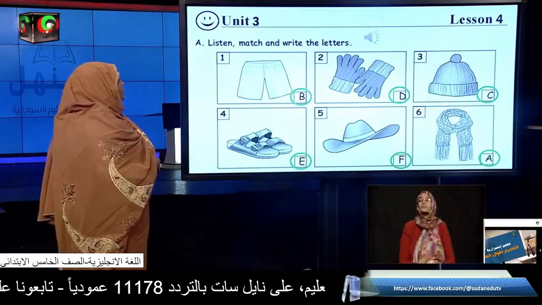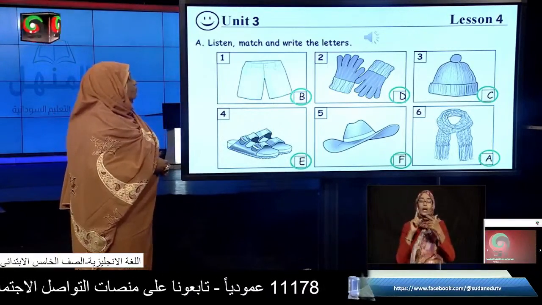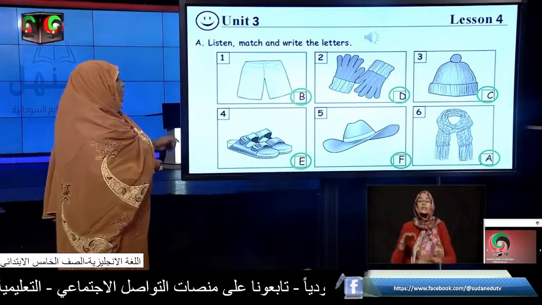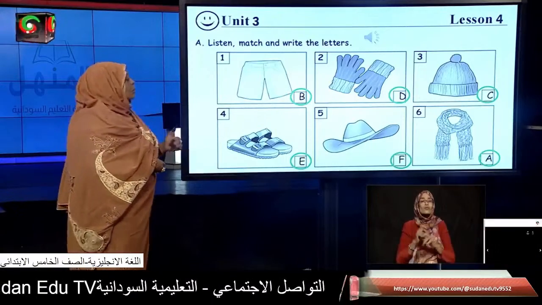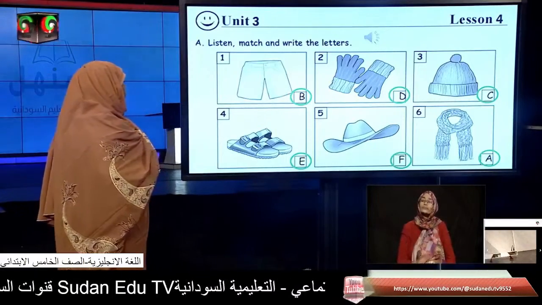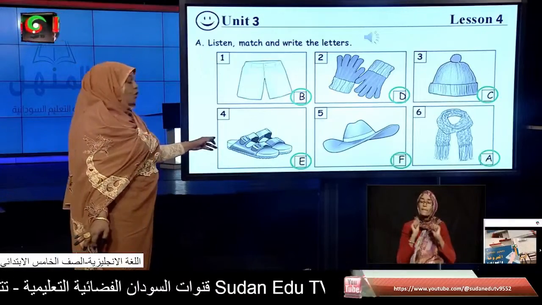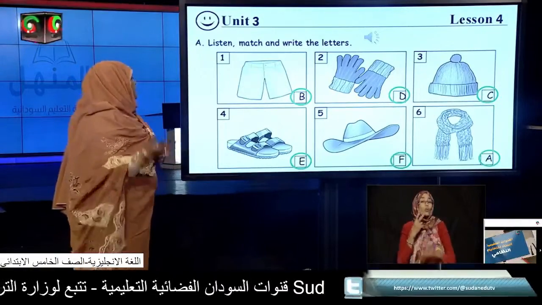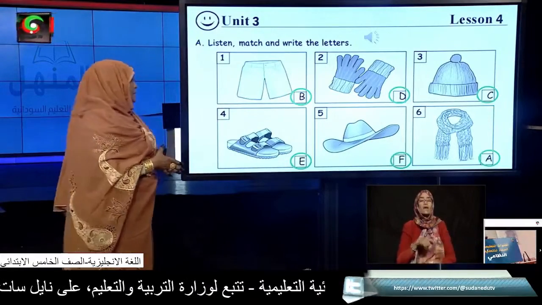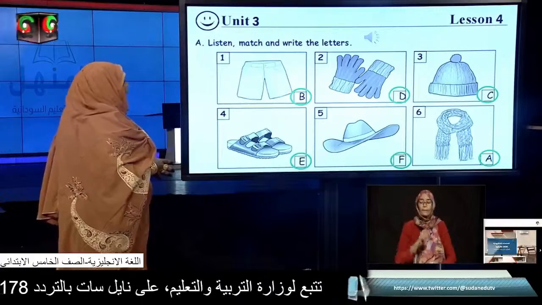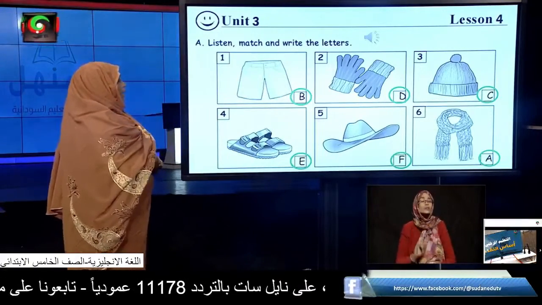Good. Let's move to D, which is picture 2. These are gloves. So gloves are for winter. Excellent. Let's move to E, which is picture number 4. And here we can see these are sandals, and sandals are for summer. Excellent. And the last picture, which is 5.